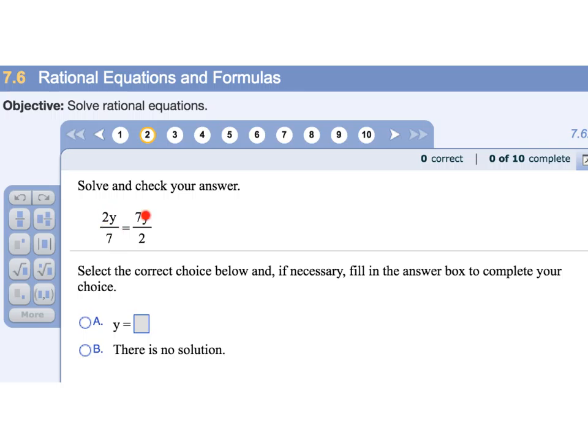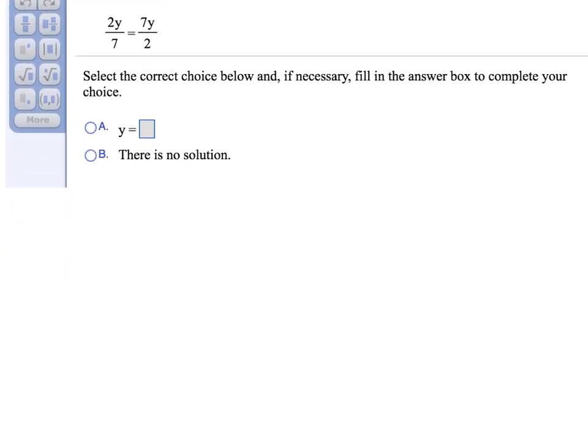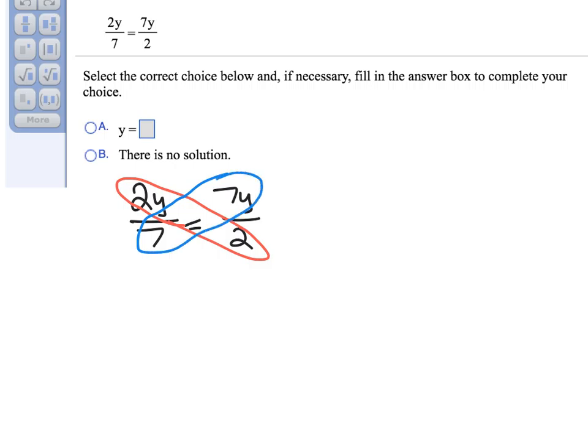So again, we have two fractions, one fraction being equal to another fraction, so that tells us it's a proportion. So we're going to write 2y over 7 is equal to 7y over 2. And we know that the cross products are equal. And so that means 2y times 2 is going to equal 7 times 7y.